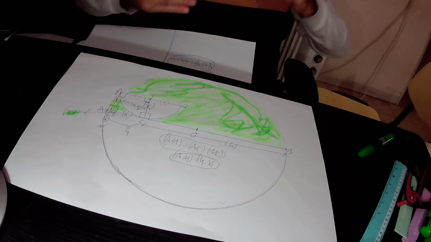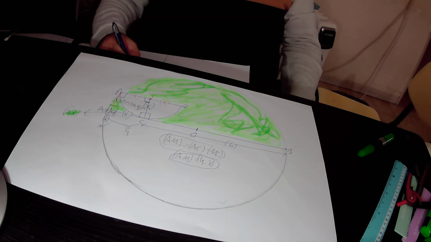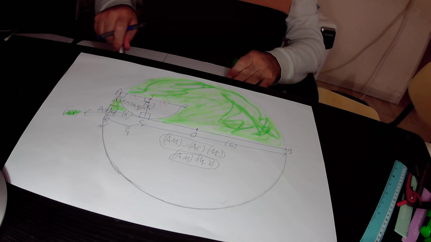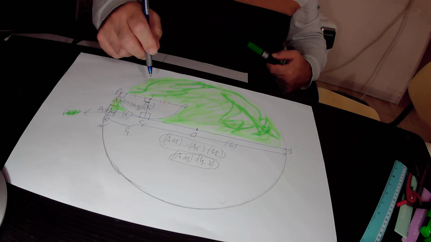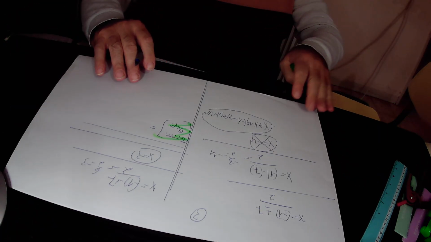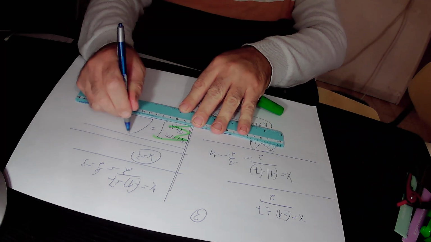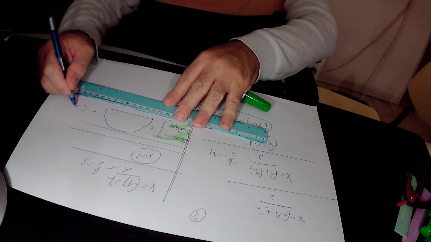Our task is to find the area of this green shape. So what is the area of the green shape? From the drawing, it's very easy to see that the area of the green shape in total equals the area of the big semicircle minus the area of this small semicircle. So the area of the green shape must be equal to the area of the big semicircle minus the area of the small semicircle.